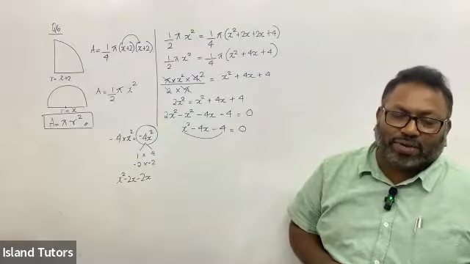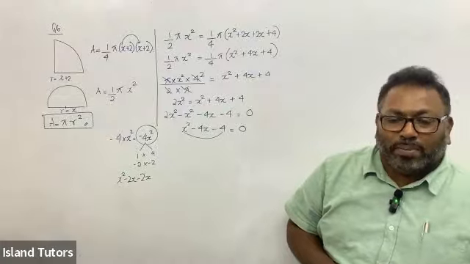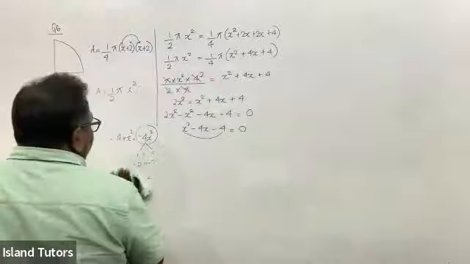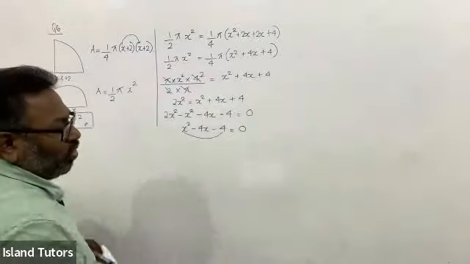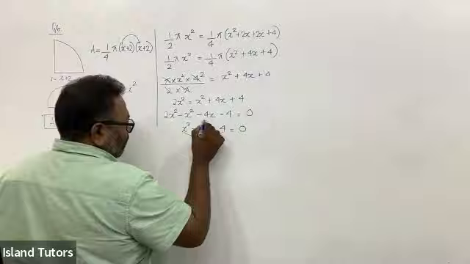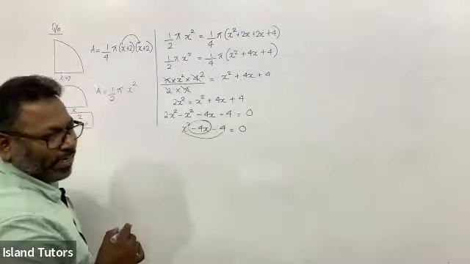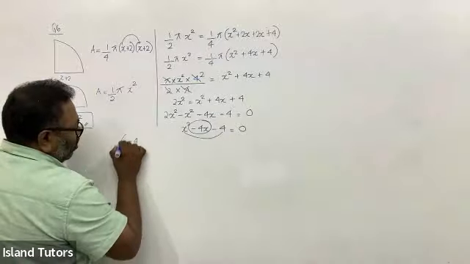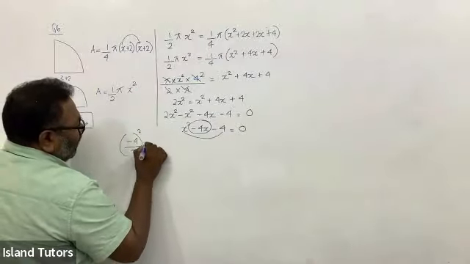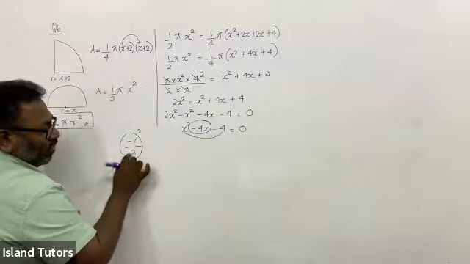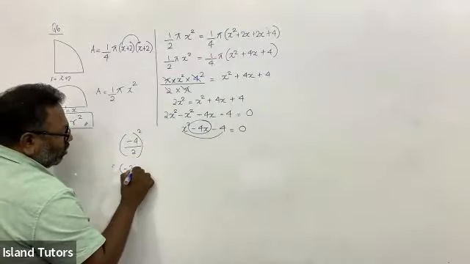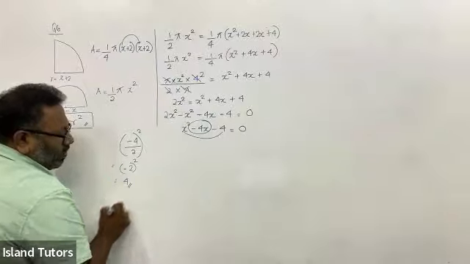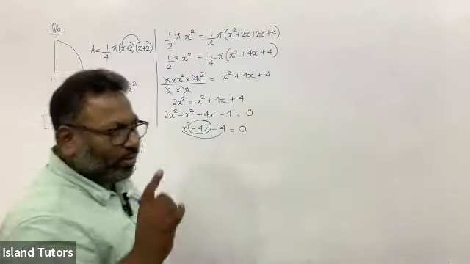So then you have to go and do the completing the square method, right? So how do you do the completing square method? You take the middle term and divide it by 2. So minus 4 divided by 2, whole thing squared. So minus 4 divided by 2 is minus 2, whole thing squared. You get plus 4.